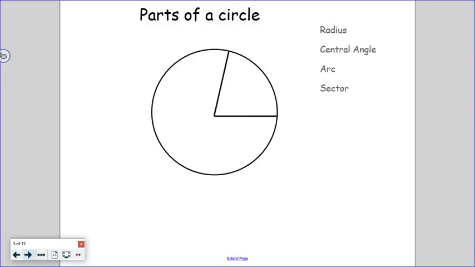Real quick reminder on circle information. Remember that a radius of a circle is any segment that goes from the center of the circle to the edge of the circle. A central angle is any angle that is formed by two radii, or an angle whose vertex is at the center of the circle.